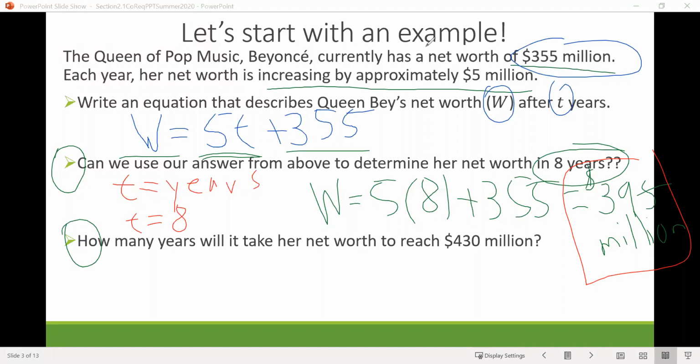Okay. Third question asks, how many years will it take for her net worth to reach $430 million? Now this question is a little bit different than the previous one in that now we have that $430 million, which is a value for W, right? It stands for the net worth.